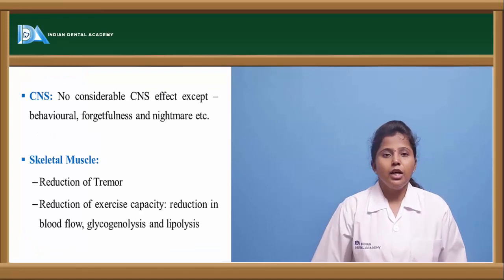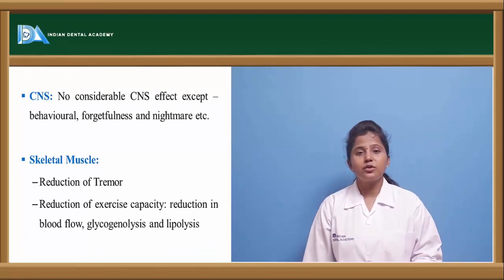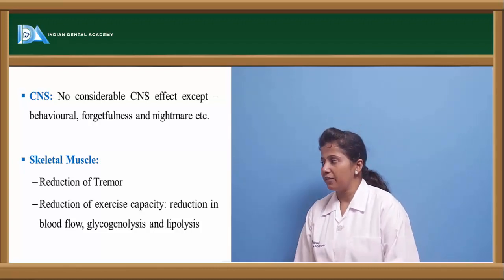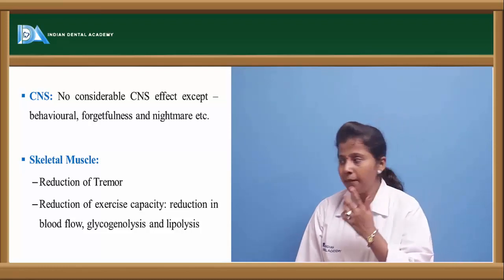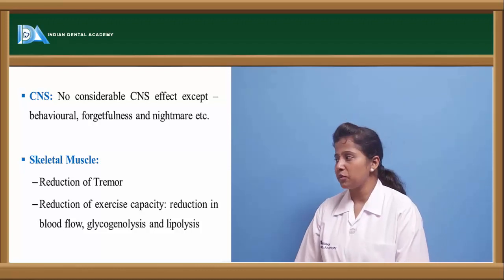On the CNS, the beta receptor antagonist won't have much marked effect, but it shows a few effects like behavioral effects and forgetfulness. The person will have short-term memory loss, and he will get nightmares. So nightmares can be observed in that person.